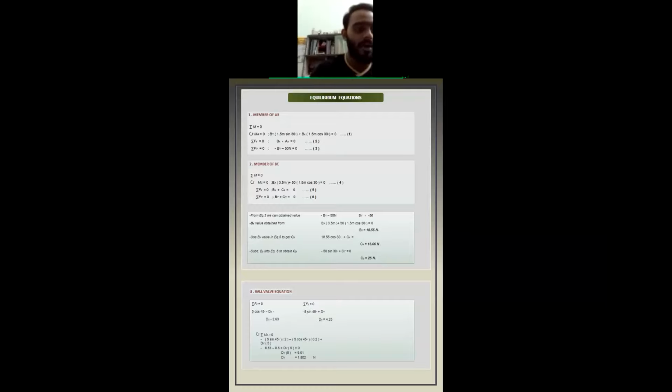The third one is the ball. Find Fx through 5 cos 45 minus dx. Through the calculation, we get dx equal to 2.62. For Fy, negative 5 sine 45 plus dy, we get the dy value of 4.25. From the moment at A, we can conclude that the value of Ay can be 1.802 Newton. So this is the calculation part.